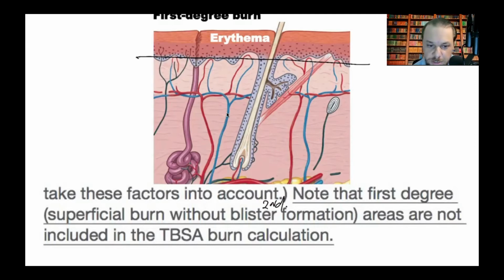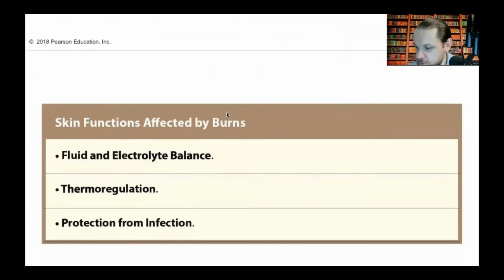You're going to learn later in the course about Parkland formula, which is essentially how much fluids you're going to give a burn patient based on the total body surface area that they sustained burns to. And what you've got to remember is first degree burns that do not have blister formation do not get calculated into your formula. So that's very important, right?